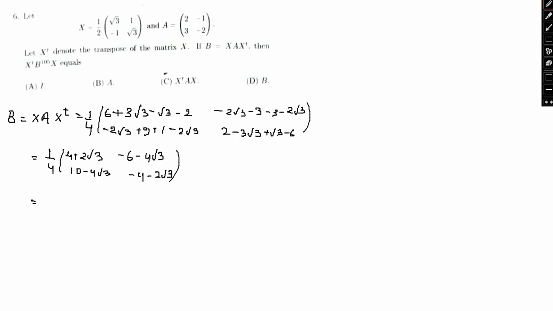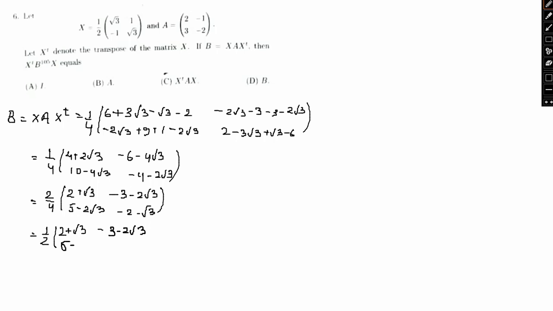Okay, which can be further written as 2 by 4, 2 plus root 3, minus 3 minus 2 root 3, 5 minus 2 root 3 and minus 2 minus root 3, or 1 by 2, 2 plus root 3, minus 3 minus 2 root 3, minus 2 root 3 and minus 2 minus root 3. So this is what we have here.